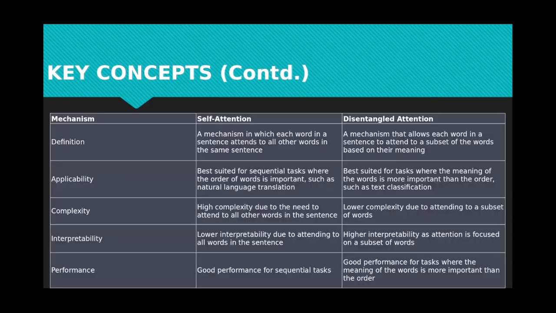Now, these are the key differences between self-attention and disentangled attention. Self-attention is the mechanism which ChatGPT uses, whereas disentangled attention is the mechanism which DeBERTa and other BERT models use. In our requirements, the applicability and the complexity are the most important factors, because disentangled attention is comparatively less complex and it can be implemented pretty easily.